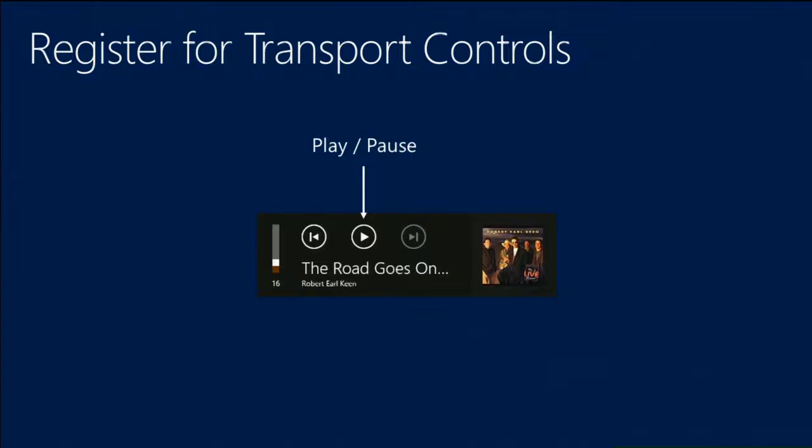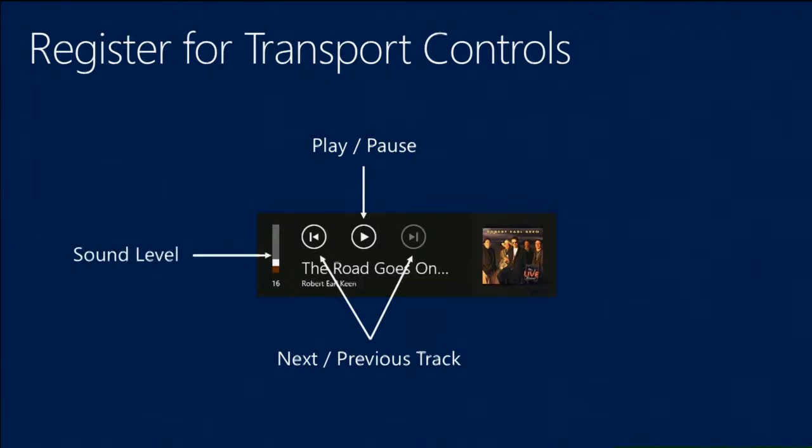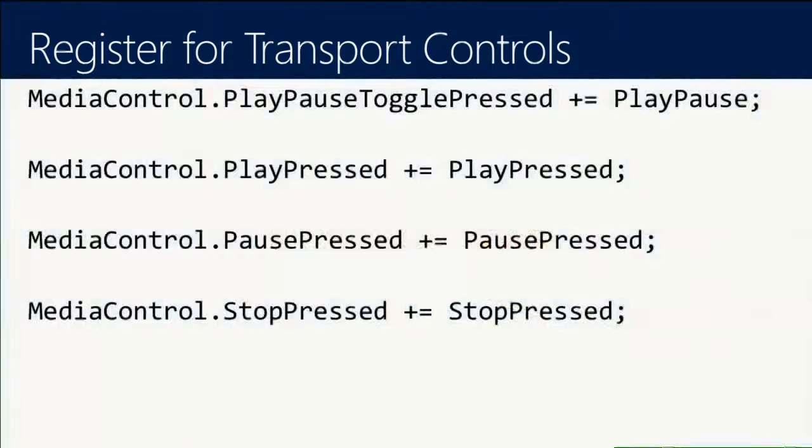And it's got things like play and pause, tracks, change the sound level, and some audio information, thumbnail, and things like that. But you have to register for those before your app can play audio in the background. And you do that by using a static class in the Windows Media namespace called Media Control.